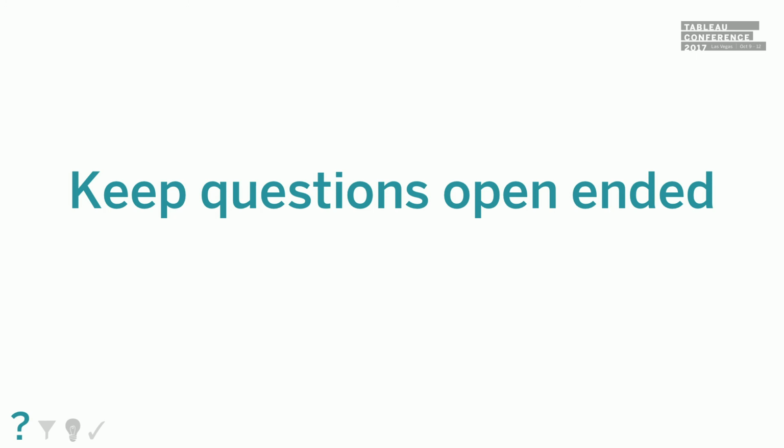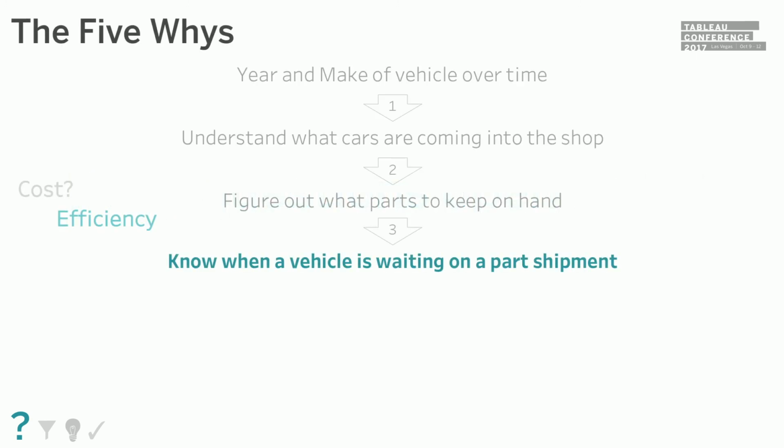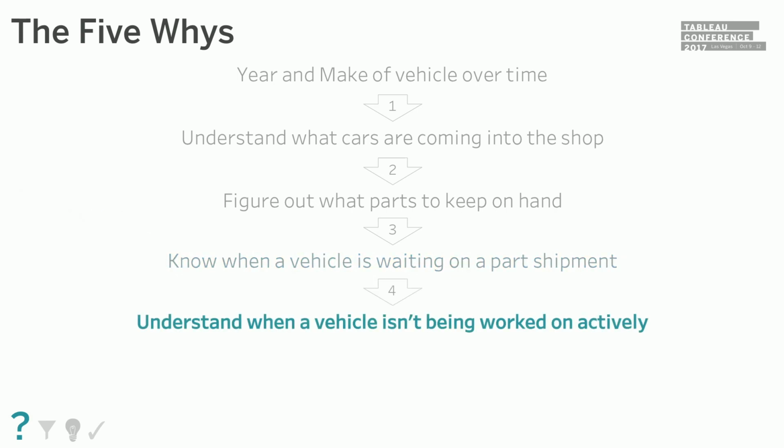When I asked John why he wanted to know what parts to keep on hand, he told me that he wants to know when a vehicle is waiting on a part shipment. So it was about efficiency. And when I probed a little bit further on this, what he told me was that he wants to understand when a vehicle is not being actively worked on. And parts are one reason that can happen. That's why he thought that the shop wasn't as efficient as he wanted it to be.